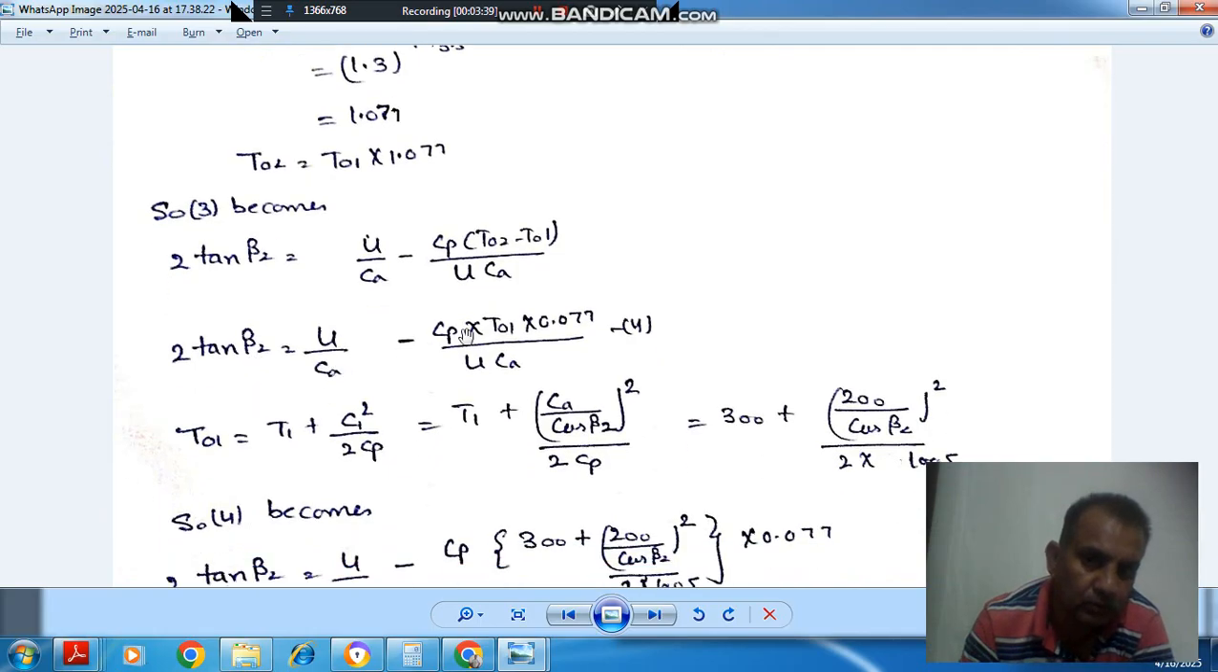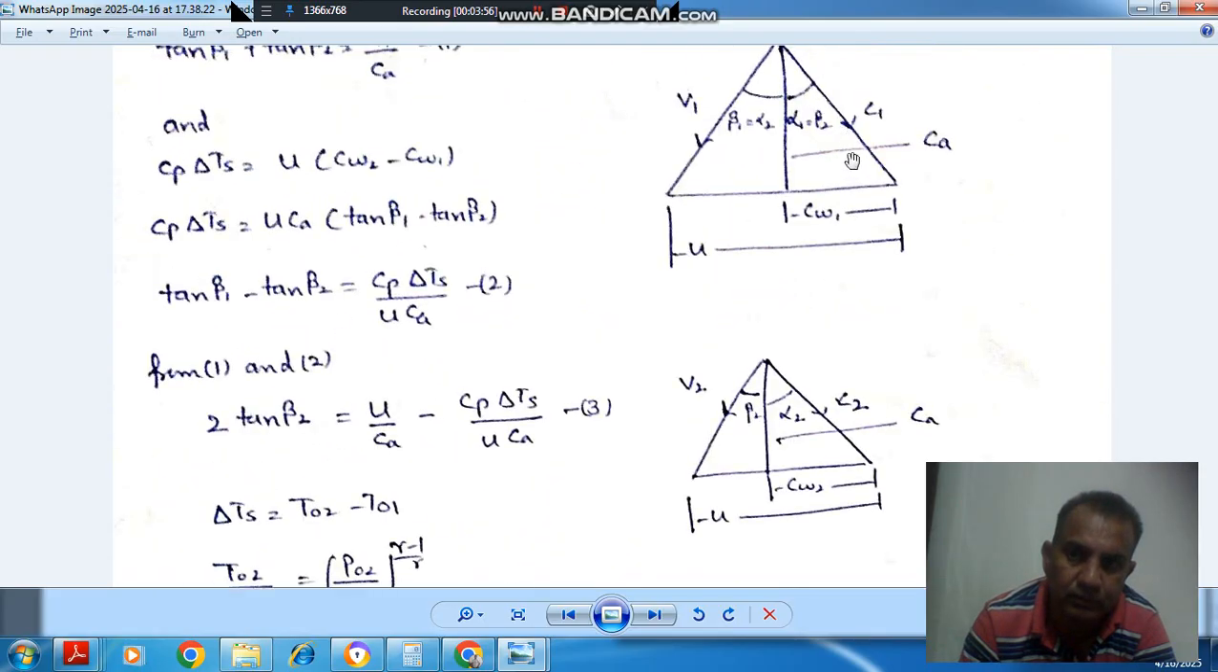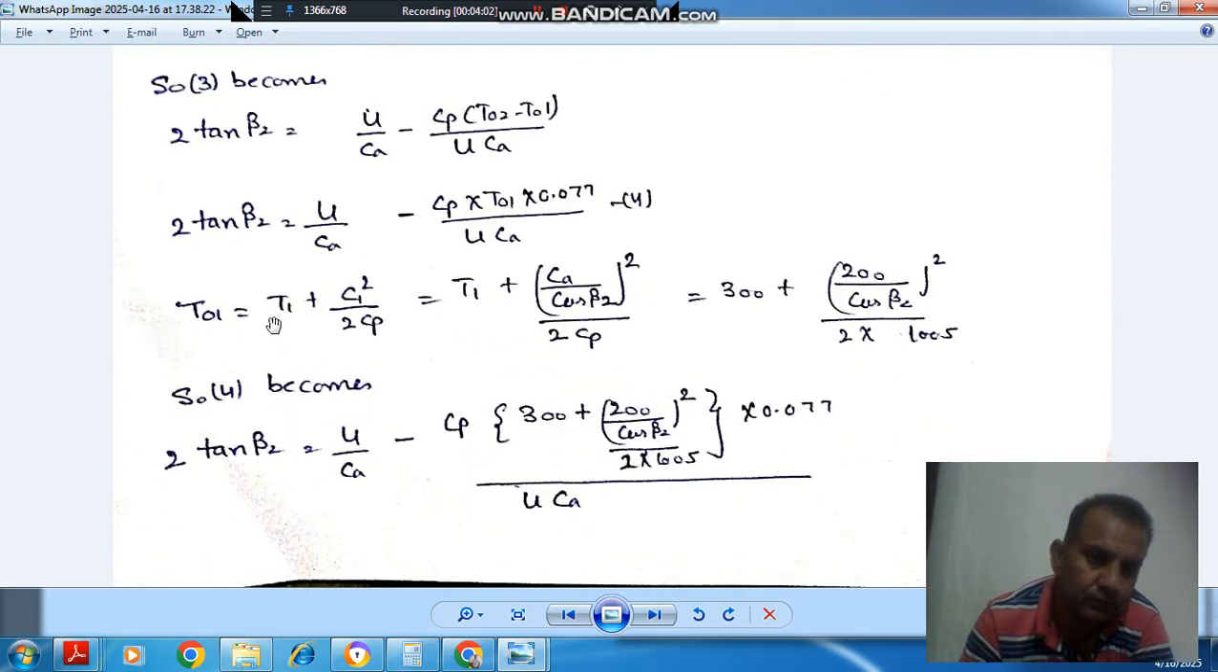Now we want to find this T01 in terms of beta 2 also, because beta 2 is unknown and T01 is unknown. So T01 is T1 plus C1 square by 2Cp. C1 is the inlet velocity, and T1 is your static temperature. Cp T1 is your thermal energy, Cp T01 is your total energy, and C1 square by 2 is your kinetic energy. From this we can find the stagnation temperature T01. That is the way to find the stagnation temperature from the static temperature.